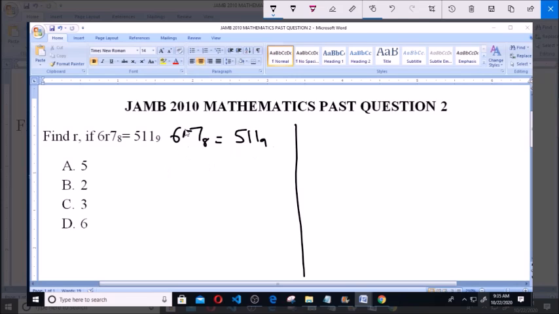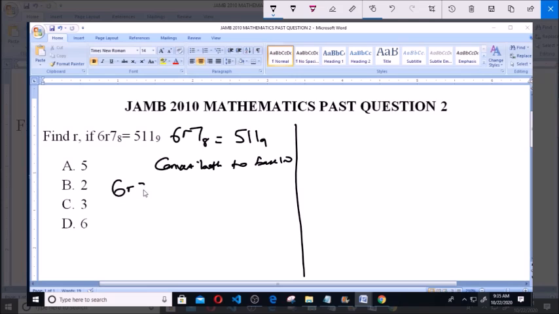Now for us to be able to find R, we have to convert both sides to base 10. Since they are in different bases, we can't find R directly, so converting them to base 10 will enable us to get the value of R. So we convert both sides to base 10.